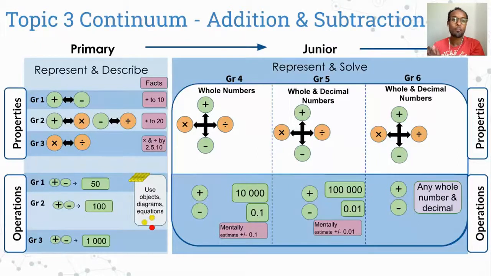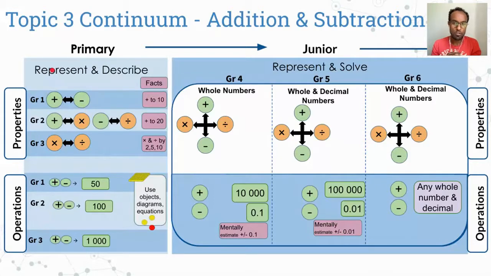This About the Math Topic 3 video will provide you with an overview of the concepts covered in Topic 3 across the grades. We are currently looking at the continuum for addition and subtraction across the grades in this visual. We see here that in primary, addition and subtraction is particularly focused on representing and describing situations. And in junior, it transitions to representing and solving situations.